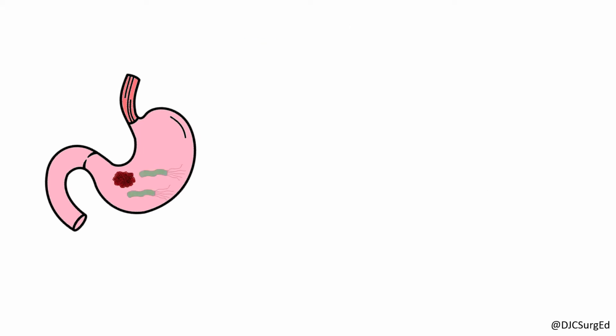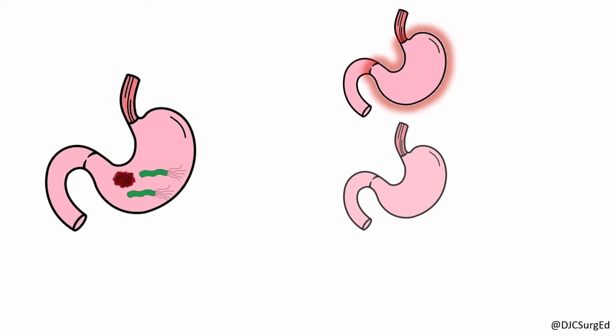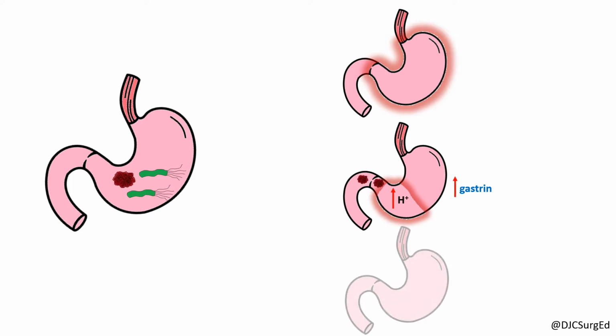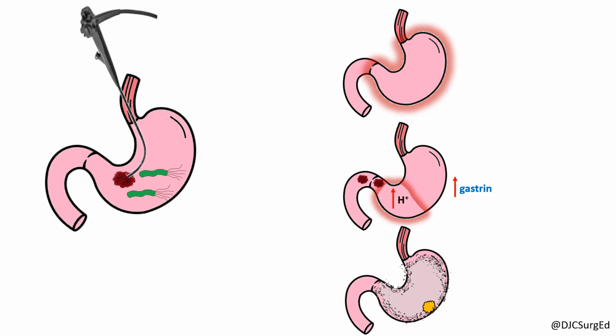H. pylori can cause three types of infection: a diffuse gastritis, an antral predominant gastritis with increased gastrin and acid production with associated duodenal and prepyloric ulcers, and a rare atrophic gastritis associated with gastric cancer. The gold standard for diagnosis is mucosal biopsy during upper endoscopy. A urea breath test is a non-invasive test of choice for determining eradication of disease.